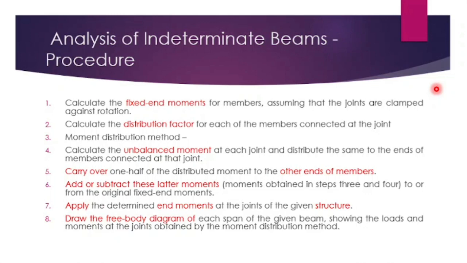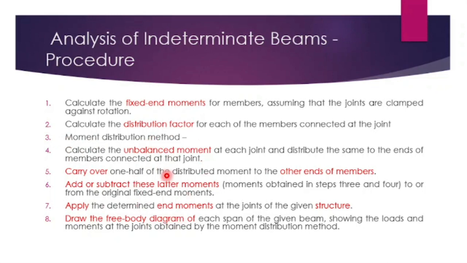So this is the first step, finding the fixed end moment, and the second step is calculating the distribution factor. You know the formula for finding the distribution factor. You cannot straight away find out the distribution factor. First, what you have to find? Stiffness, then you have to come to the distribution factor.